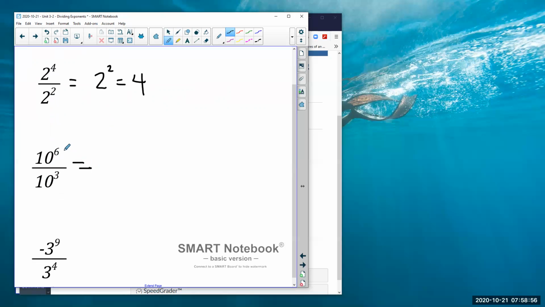I've got a larger exponent in the numerator and a smaller exponent in the denominator, so I can just find the difference. This is 6 minus 3. This is 10 to the third. And we go ahead and expand that out. Remember that when we have numbers to an exponent, we want to go ahead and expand those. They call that simplifying. So this is going to be 1 with 3 zeros. So that's going to be 1,000.